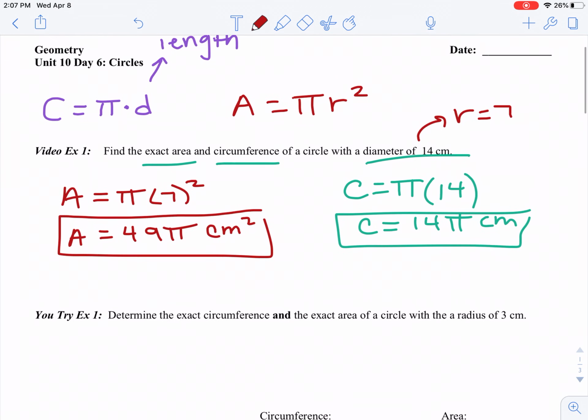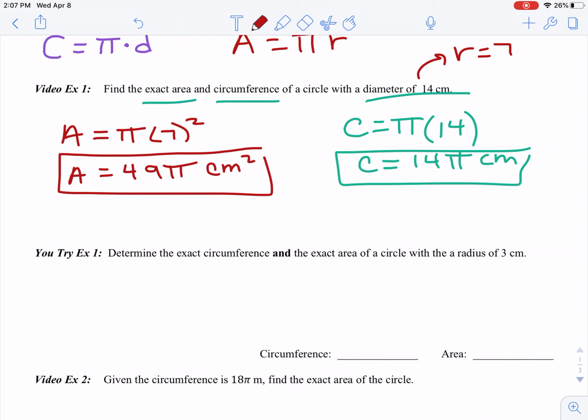So you try. Go ahead and determine the exact circumference and exact area of a circle with the radius of 3 centimeters.